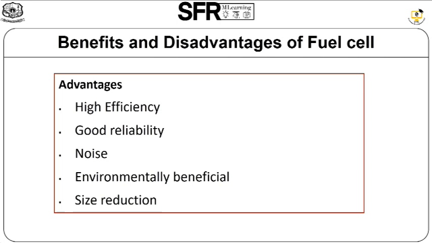Advantages and disadvantages of fuel cells. High efficiency: when utilized for cogeneration, fuel cells can attain over 80% energy efficiency. Good reliability: the quality of power provided does not degrade over time. Noise: it offers a much more silent and smooth alternative to conventional energy production. Environmentally beneficial: greatly reduces carbon dioxide and harmful emissions. Size reduction: fuel cells are significantly lighter and more compact.